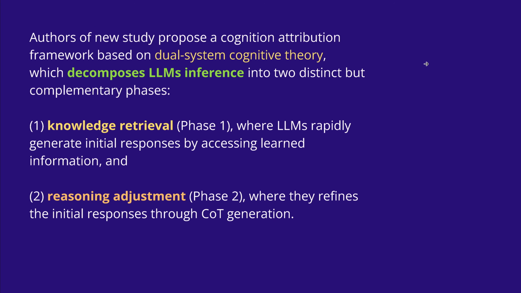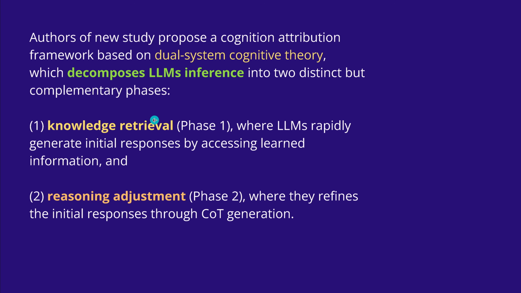And the authors say, listen, we have the starting idea from the human that we have a dual system cognitive theory also for LLMs, which I would say is a stark idea to start from. But okay, let's go with their theorem. And they say this dual system cognitive theory decomposes the LLM inference into two distinct but complementary phases. And they say an LLM also has a phase 1 and a phase 2 thinking.